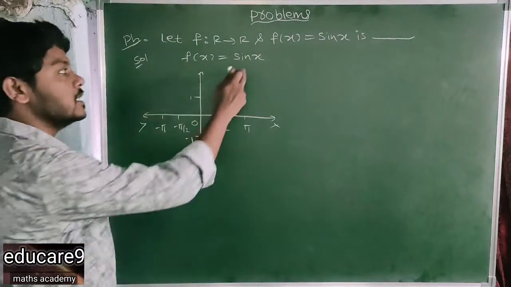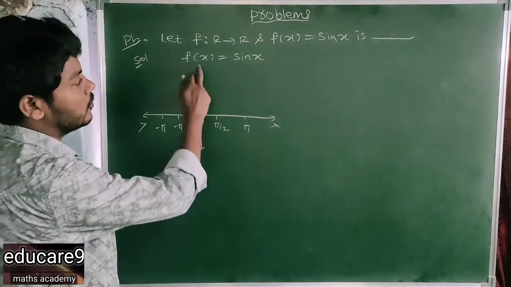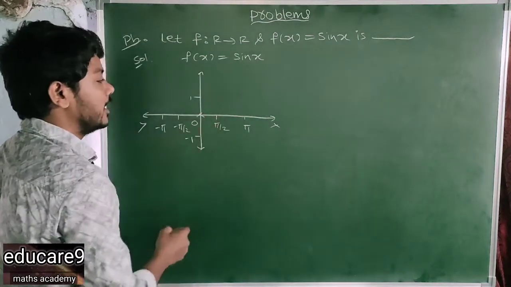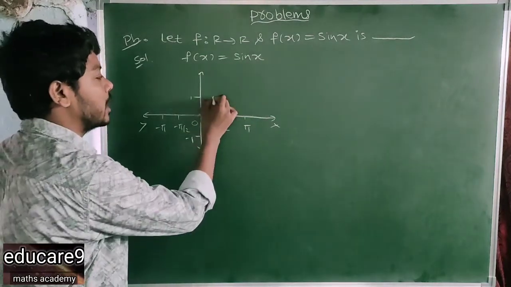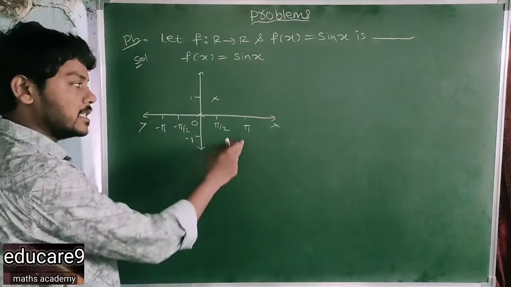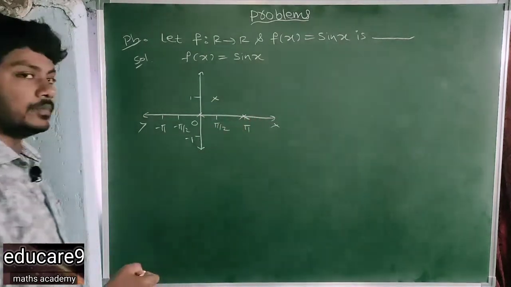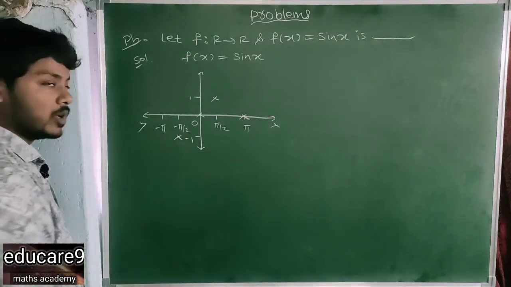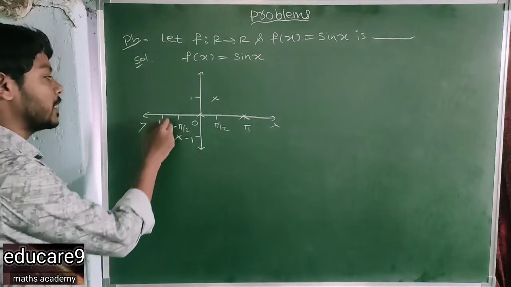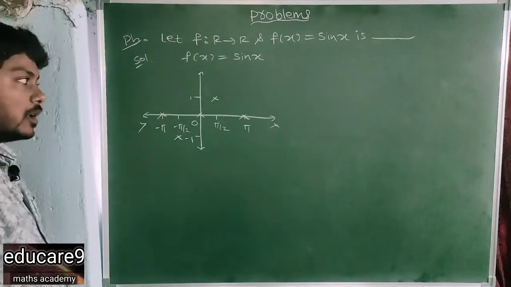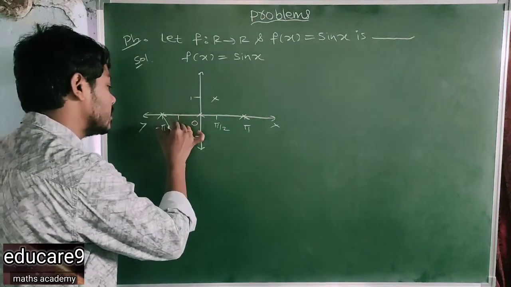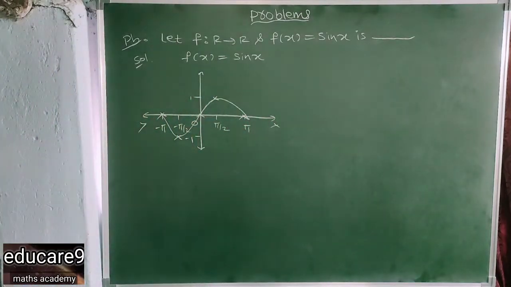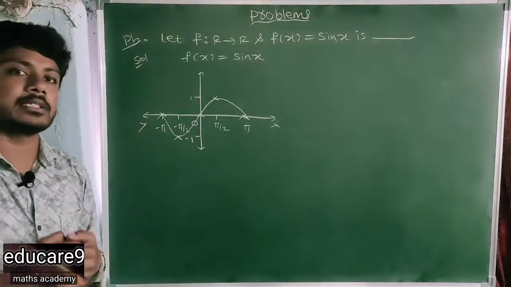Now for x is equal to 0, what is the f of x value? Sin 0, that is 0. At x is equal to pi by 2, sin pi by 2 is 1. At x is equal to pi, sin pi is 0. At x is equal to minus pi by 2, you get minus 1. At x is equal to minus pi, 0. Now joining these points, clearly this is the graph of sin x.